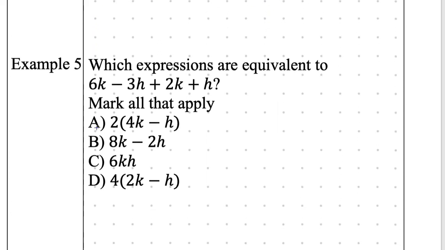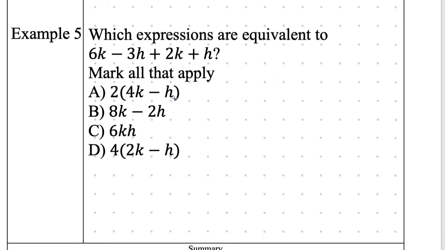All right, we're almost done. Last example before we can work on the homework. Example number 5, which expressions are equivalent to this thing? And mark all that apply again, so it might have more than one possible answer. Please make sure you pay attention to what Khan Academy says. Sometimes it'll say mark 2, and then you'll know that there's 2 answers. In this case, you don't know how many there are, but you know that it might be more than one.